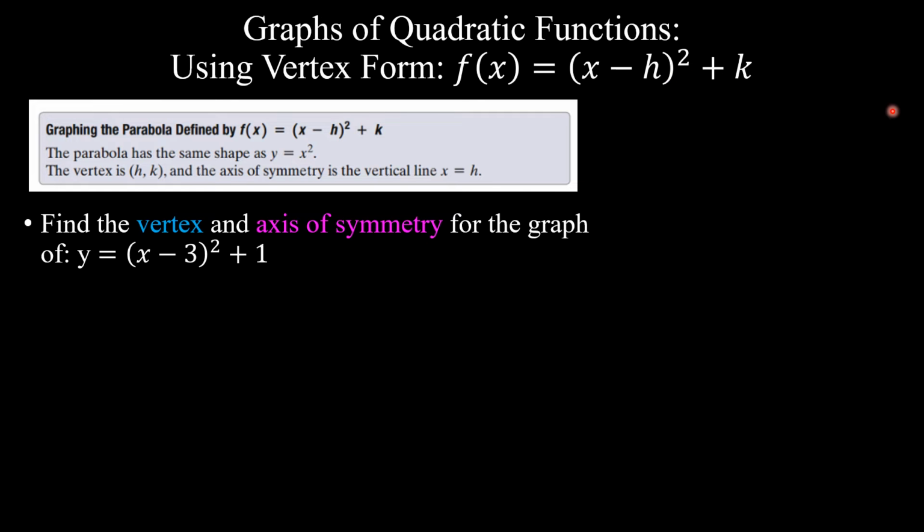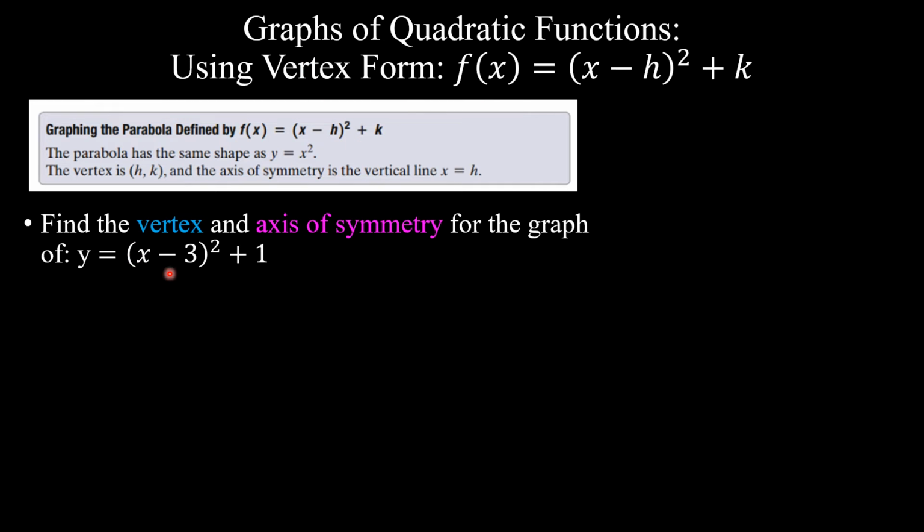So let's put some context to it. Let's say I asked you to find the vertex and the axis of symmetry for the graph of y equals (x minus 3) squared plus 1. I immediately know this is a quadratic function, a quadratic equation, because the degree is 2, right? We know any equation of degree 2 has to be quadratic. It looks a little different than standard form, but we're not going to get scared. We're going to say, oh, wait a second, this is that other form. This is that vertex form, right?